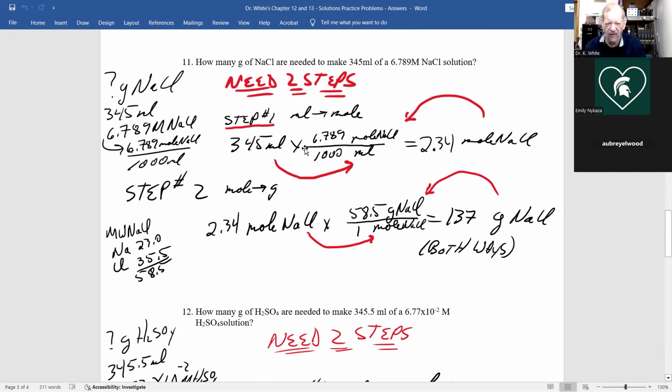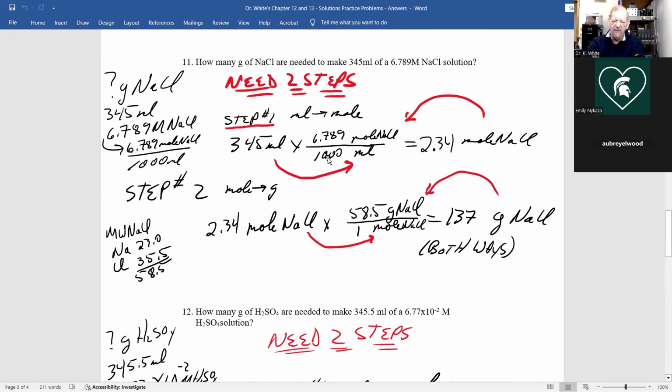If I had a ratio to convert milliliters to moles of sodium chloride, what would be on top of the ratio? Whatever I'm trying to get to, moles of sodium chloride. What would be underneath? Milliliters. And where do I get this ratio? Right here from the molarity. 6.789 capital M really means 6.789 moles of sodium chloride per 1,000 milliliters. Put those numbers in, 3 significant, 4 exact number.